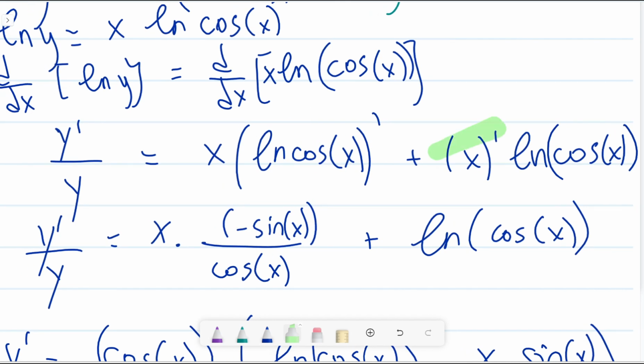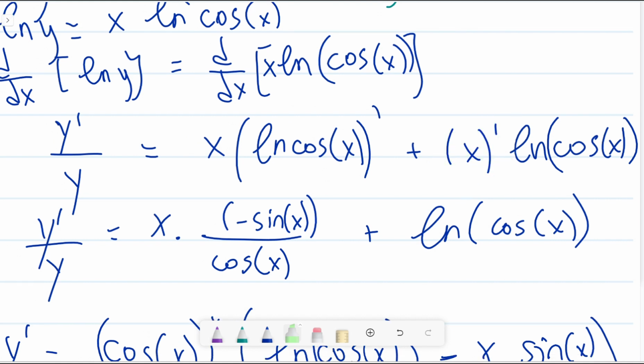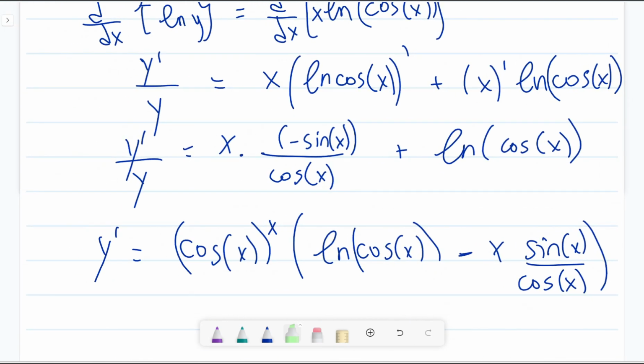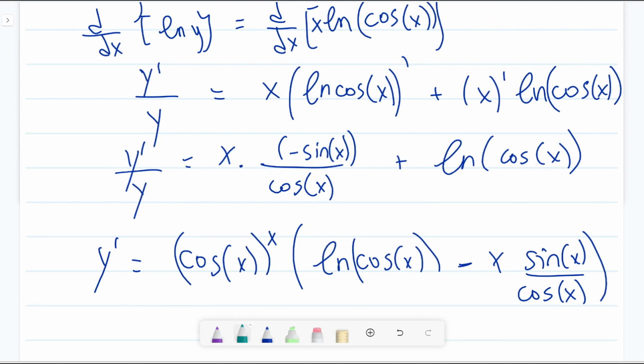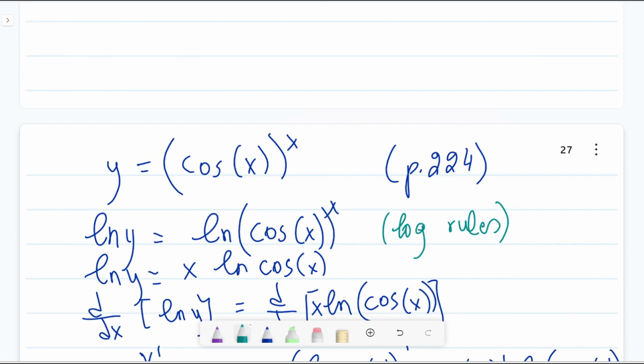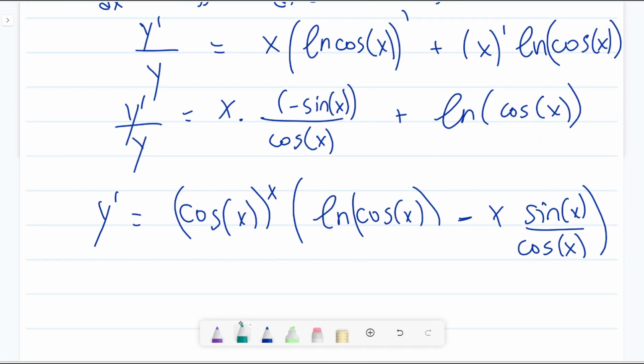Let's look at the other derivative we have to compute here. The derivative of x is 1. So this is what we are left with: x times negative sine of x divided by cos of x plus ln of cos of x. And here, don't forget, we will solve for y prime, so the y we can move to the other side. And y is cos of x all to the power of x. So this is why we wrote it right here, and we keep the rest the same.